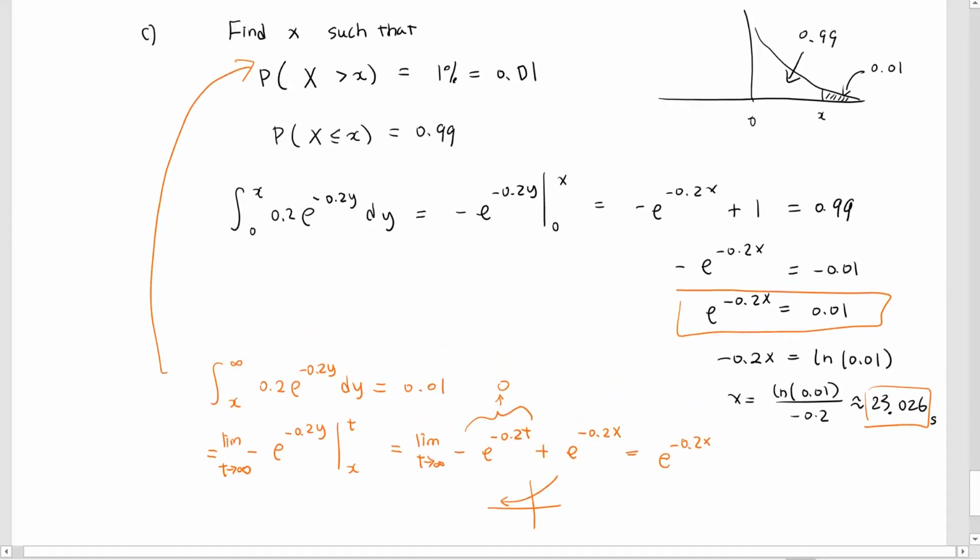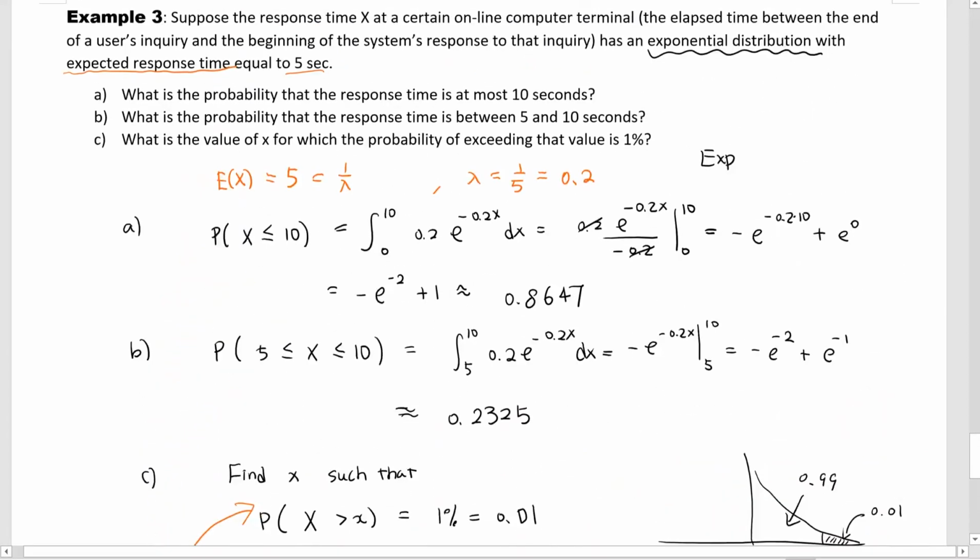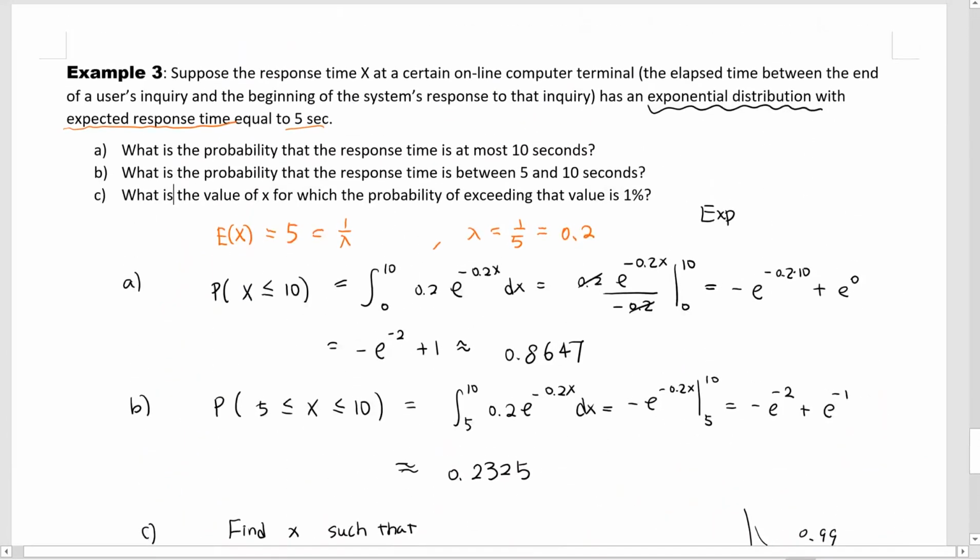So that is part C. Here we're given the probability and we're looking for the x value. So far so good, everybody? That finishes example 3. All right, so that is it for chapter 5. Later on, we will do a chapter 5 review. Bye.